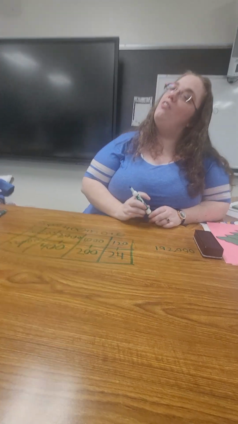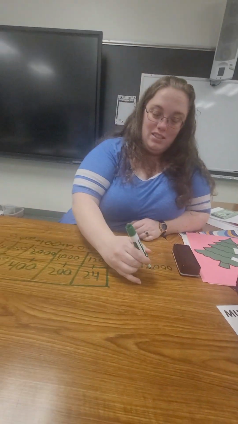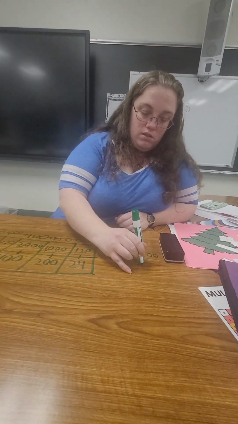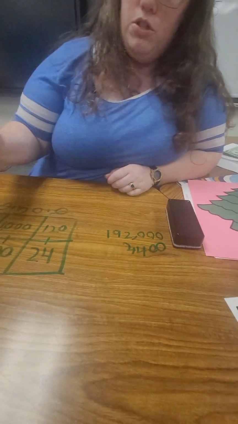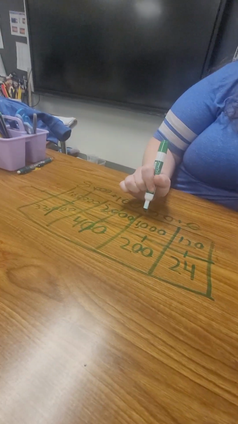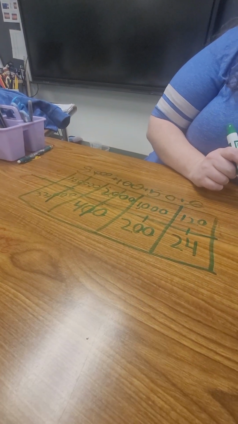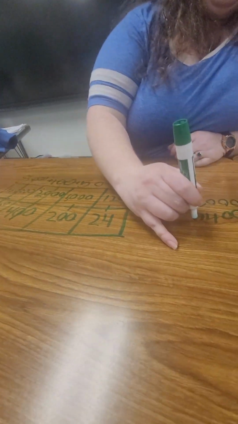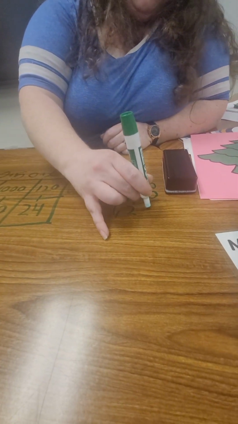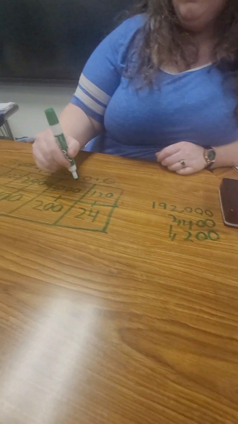What do you think, Miss Chanel? 2,400. Good job. 2,400. Okay, so now we got this one. What's 1,000 plus 200? I know it. 1,200. Okay, so we got that one.